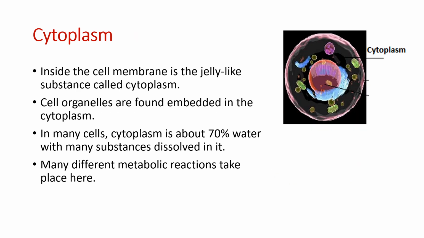Cytoplasm. Now this cell is a 3D structure, so the whole cell is filled with a jelly-like substance called cytoplasm. All the other organelles are found embedded in the cytoplasm. In most cells, cytoplasm is about 70% water, and in this cytoplasm there are so many chemicals dissolved in it. Most of the metabolic reactions take place in the cytoplasm.